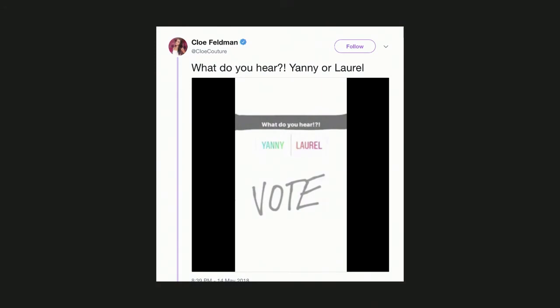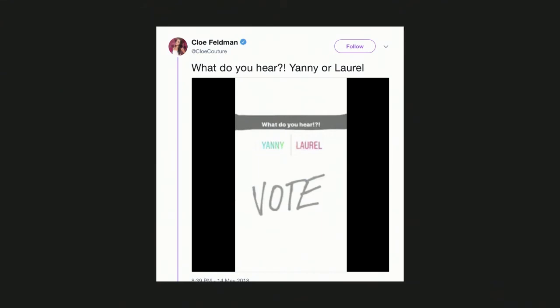Who hears Yanny related to that? Who hears Laurel? So we're a Yanny dominant crowd, and we have some Laurels out there. There's actually some science behind it. This came out on the internet, basically blew up on Twitter a few days ago, and it's already done. It had its 72 hours on Twitter. We don't have much attention span anymore.